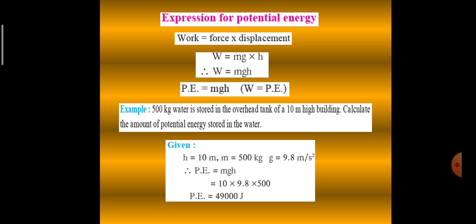potential energy is equal to mgh, that is mass 500, acceleration due to gravity 9.8, and height is 10. So when you multiply the three, you get 49,000 joules. The unit for potential energy, that is the work done, is joule.